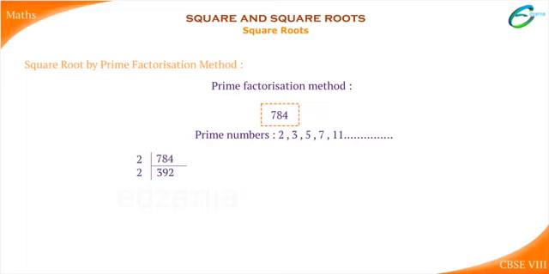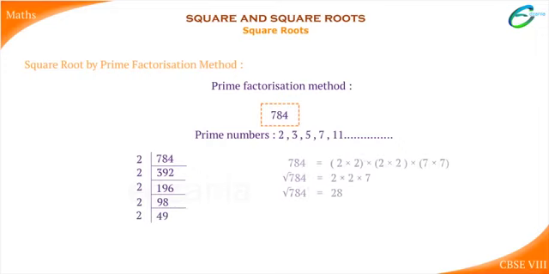Now, is 392 divisible by 2 or not? 2 times 196 is 392. Is 196 divisible by 2 or not? 2 times 98 is 196. So on and so forth. 2 times 49 is 98. Is 49 divisible by 2 or not?